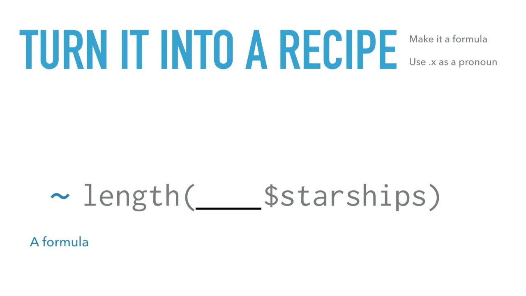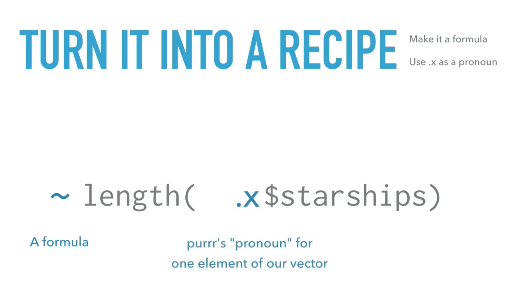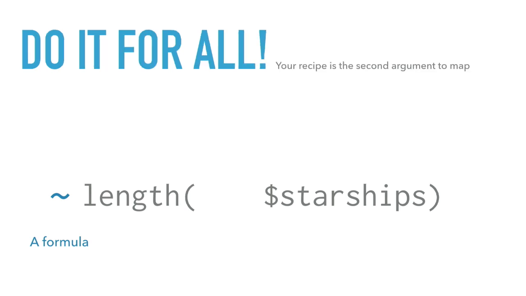And then the other thing purrr provides is a pronoun for describing the element we're talking about. Or you can think of it as a placeholder. So we simply put a .x wherever we're talking about a single element in our example. So instead of having Luke here or Leia here or a specific element, we're going to say .x. You can think about it as a pronoun, an "it". So we take it being one element, we find the starships element, then we find its length. Okay, so this is our little recipe. It's tilde length of .x$starships. And that is going to be our .f argument to map.